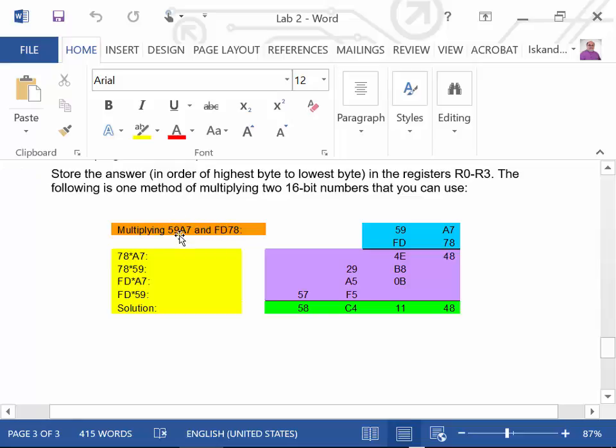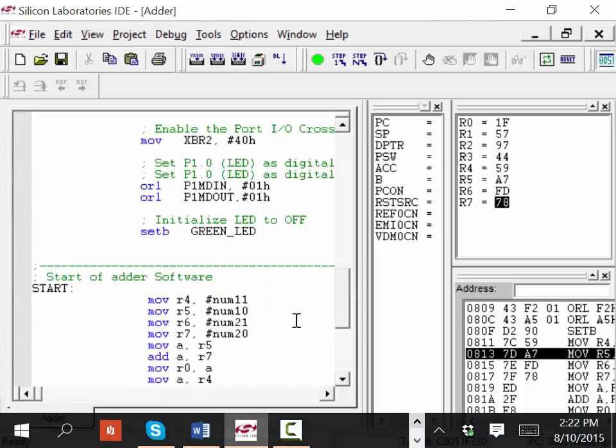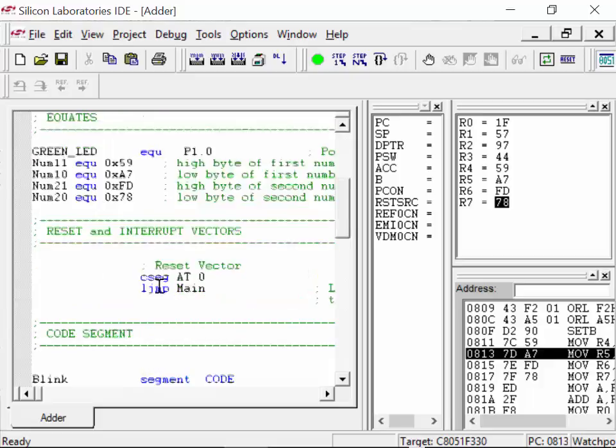So this has to be broken into two parts. Num11 is the 59. Num12 is the A7. This is number 2. Num21 is FD and 78. So I've redefined those in my code right here. Those are my two numbers: 5987 times FD78. That's what I want to multiply.